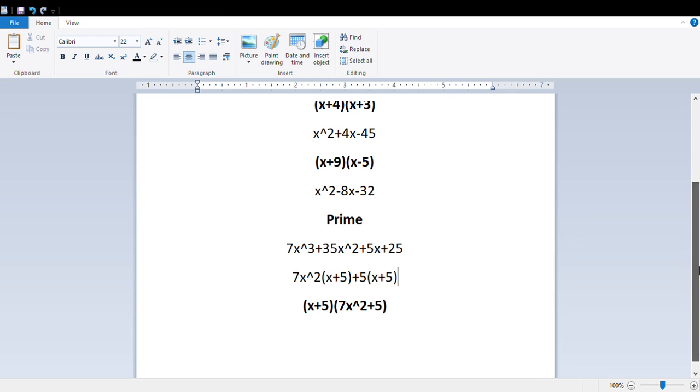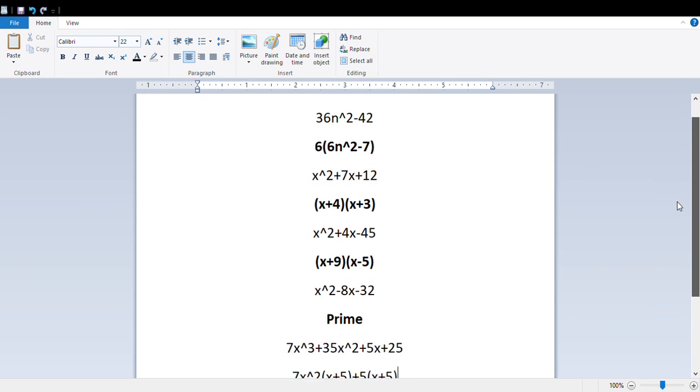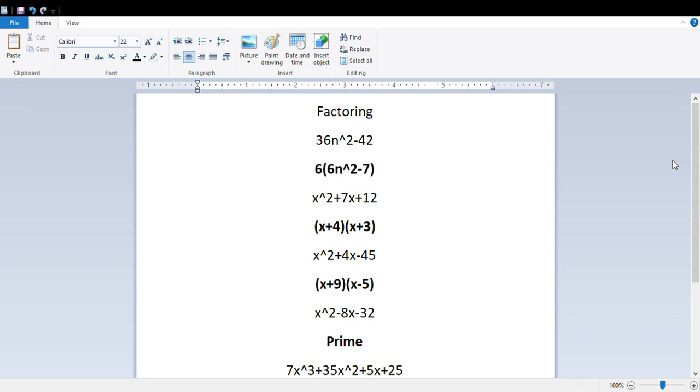So hopefully you guys found that very interesting and helpful. So this was factoring. I think we have one more lesson on actually solving these types of polynomials, things like that. That should be pretty fun. I'm looking forward to that one.